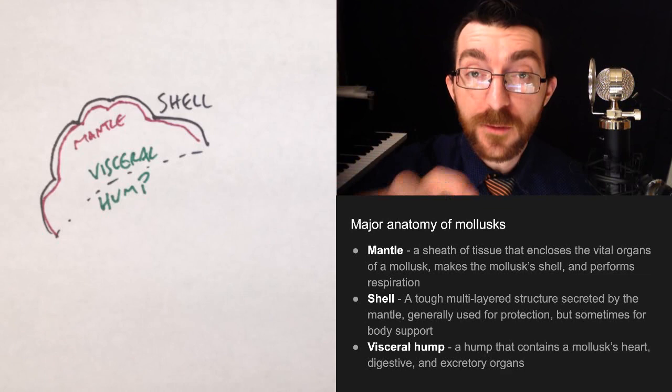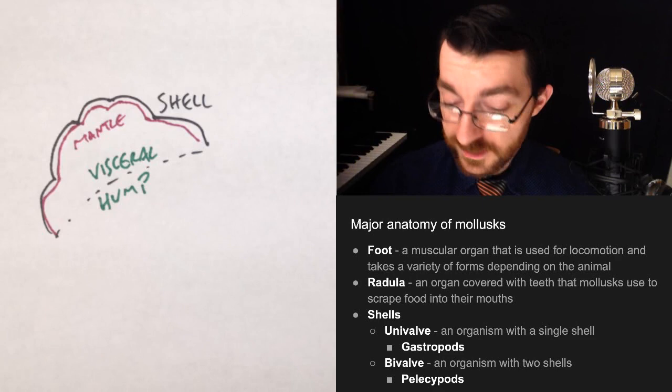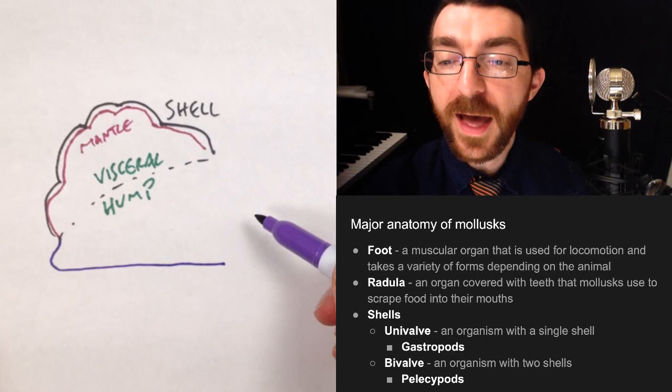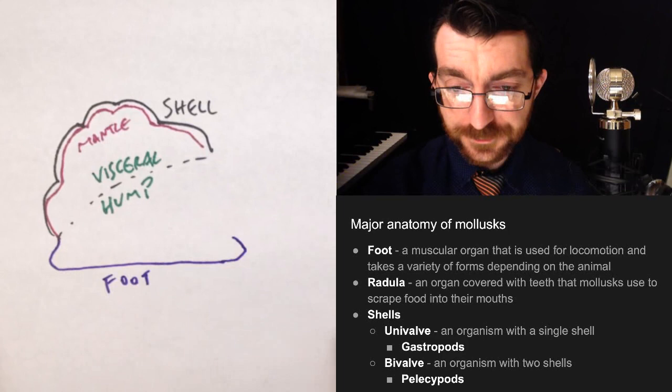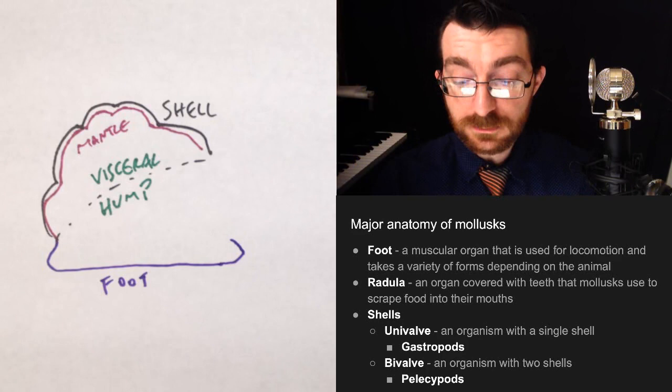The visceral hump is where all those organs are. Let's get to some of those organs, shall we? So it's got a foot, which is just hilarious, that it's actually called a foot. The foot is the name of this thing on the bottom that it uses to move. I mean, if you're going to move with it, why call it anything other than a foot? It's a muscular organ that's used for locomotion, and depending on what kind of mollusk it is, it could take a variety of forms. For something like a snail, it would undulate and be lubricated with slime.